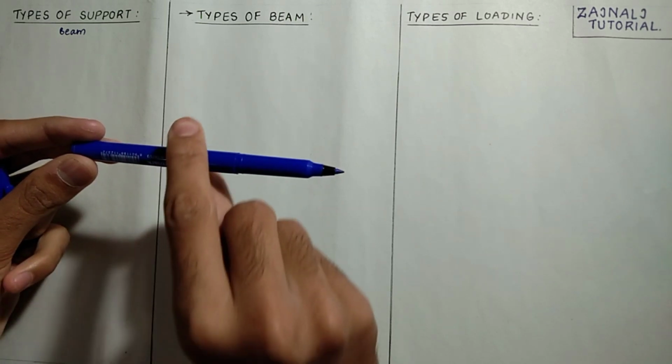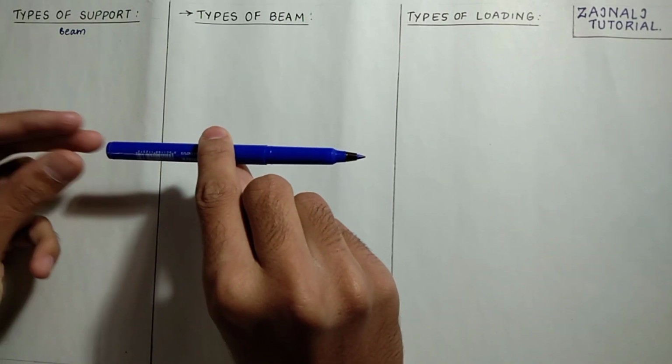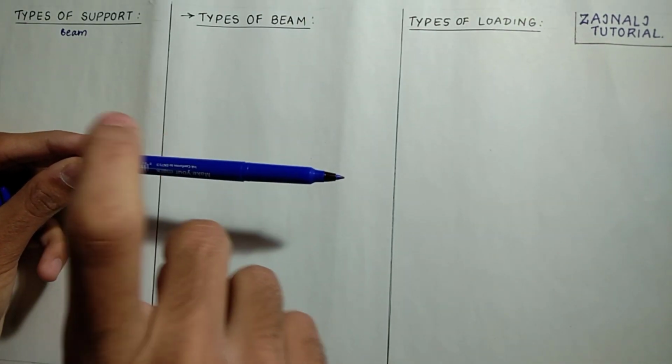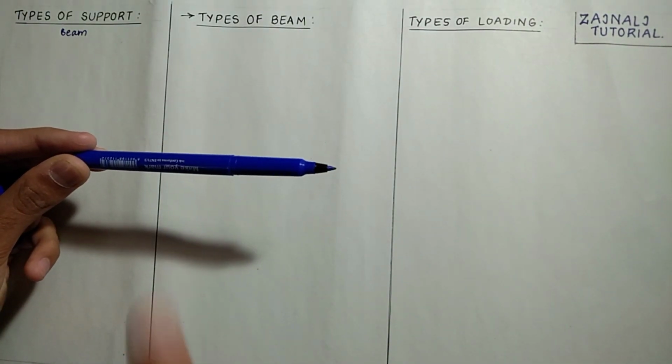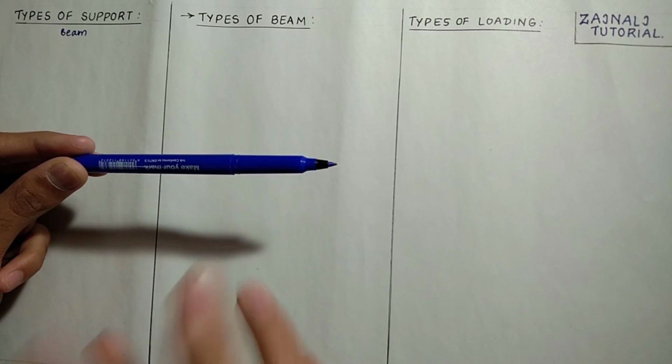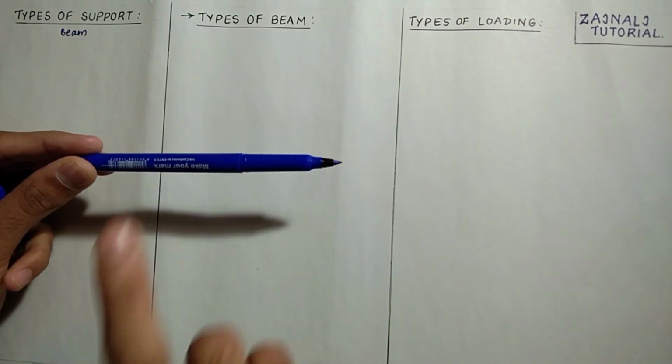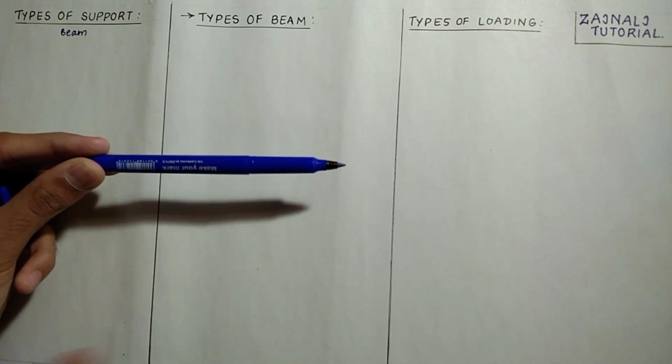Also, when this beam is resting on the support, the loading is applied in the vertical direction. However, it is not necessary that loads are always applied in the vertical direction. It may be inclined, then we have to resolve it into two components, vertical and horizontal.